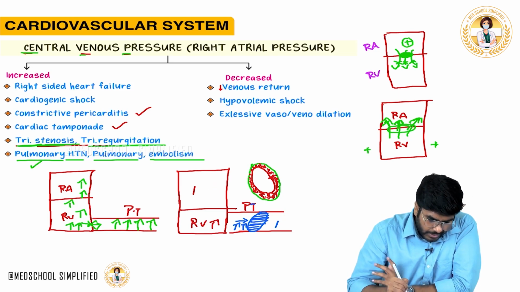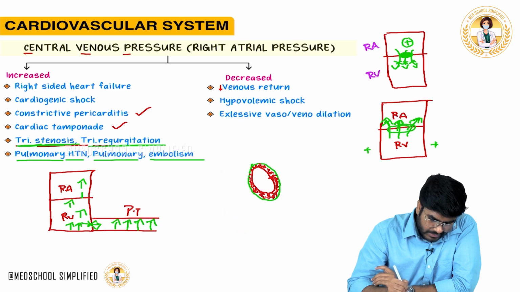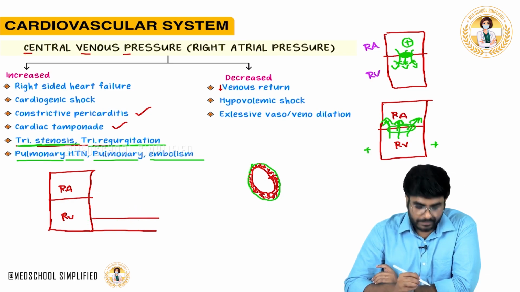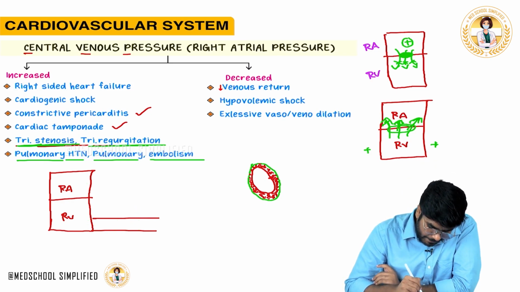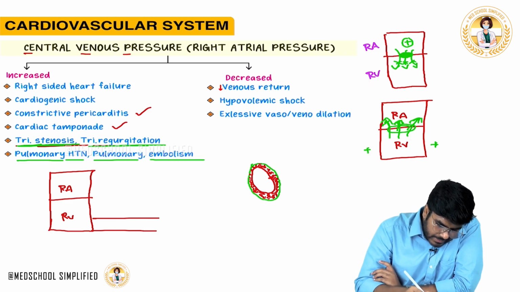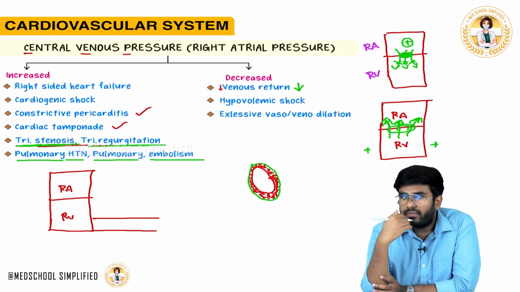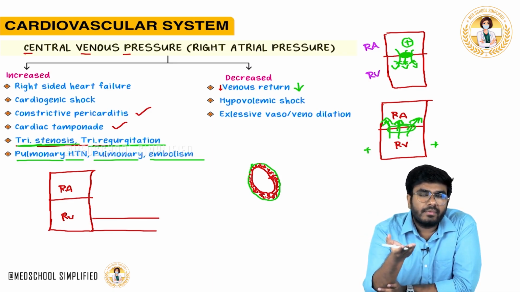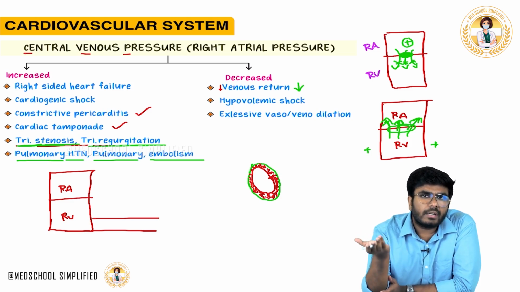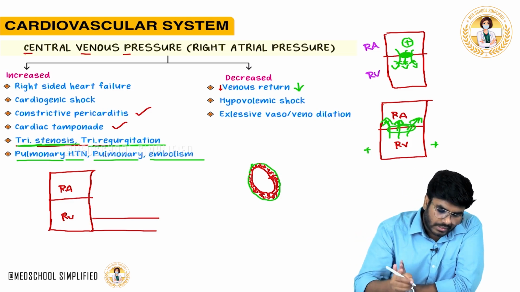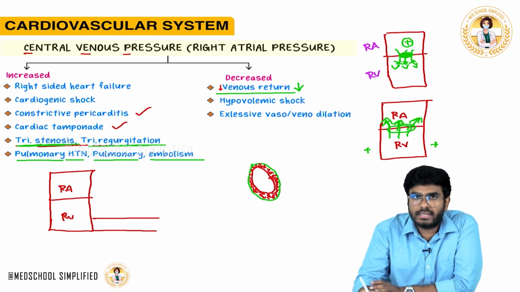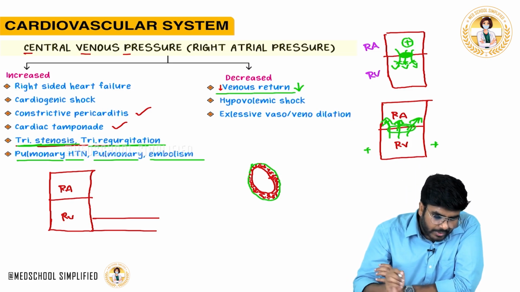Now, in which conditions are central venous pressures going to be decreased? Central venous pressures are going to be decreased whenever there is a decreased venous return. In the conditions of decreased venous return, the central venous pressure decreases. You can ask me how. Try to understand like this. When venous return decreases, where does all the venous blood come from? From the superior vena cava and the inferior vena cava, all the blood is coming to the right atrium. Whenever there is no venous blood coming, automatically right atrial pressure decreases, central venous pressure decreases. So when venous return decreases, automatically CVP decreases.